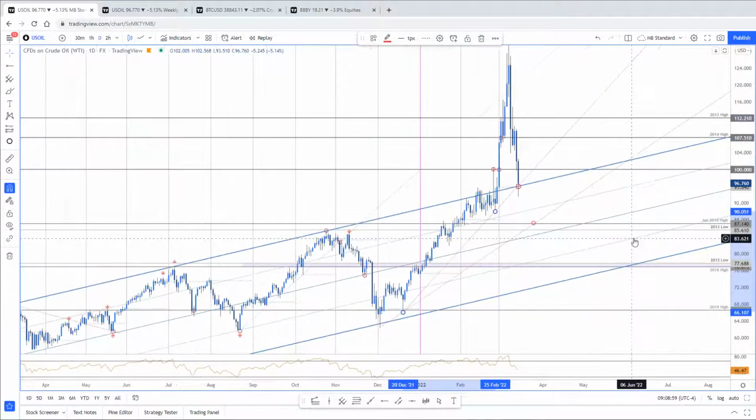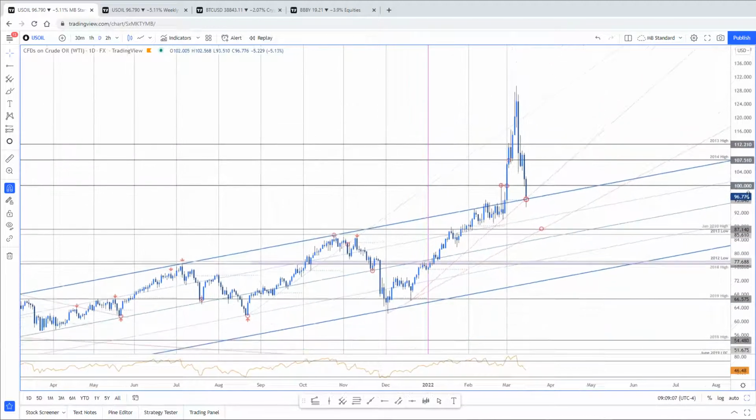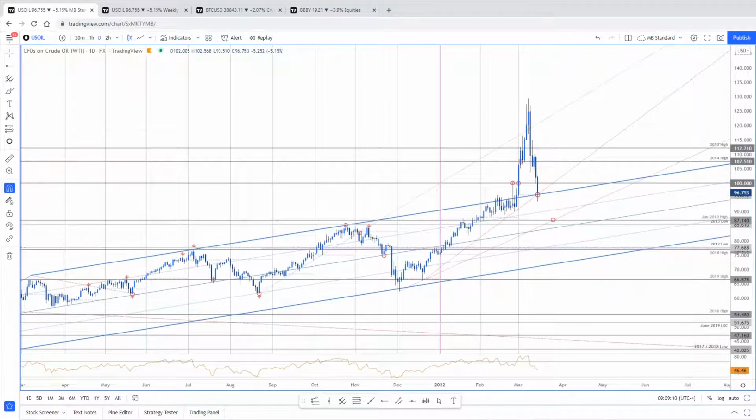So I'm looking for an exhaustion low. I'm looking for an exhaustion. It's either the one we just made right here, or if we do get one more drawdown, I'd be looking to buy again here. But I think we see higher. Make sense?